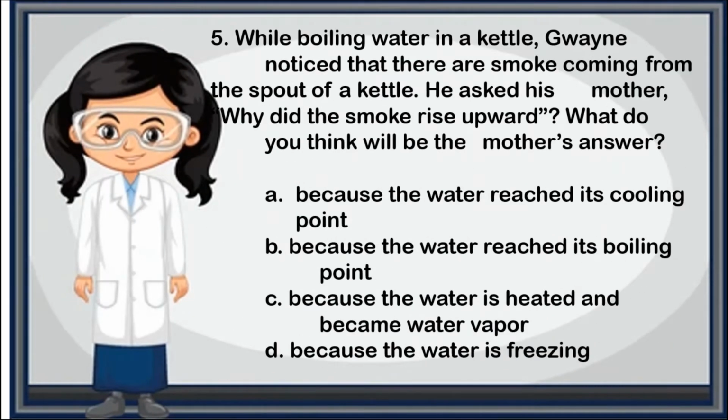Number 5. While boiling water in a kettle, Gwen noticed that there is smoke coming from the spout of the kettle. He asked his mother why did the smoke rise upward. What do you think will be the mother's answer? A. Because the water reached its cooling point. B. Because the water reached its boiling point. C. Because the water is heated and become water vapor. And D. Because the water is freezing. The answer is because the water is heated and became water vapor.